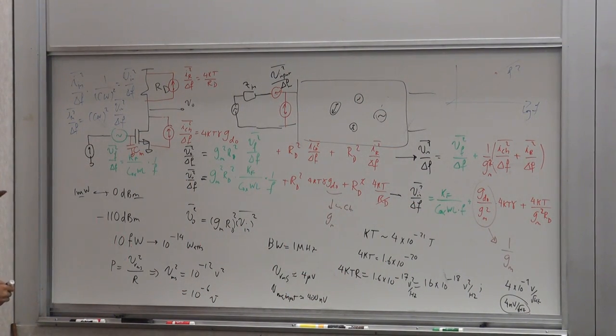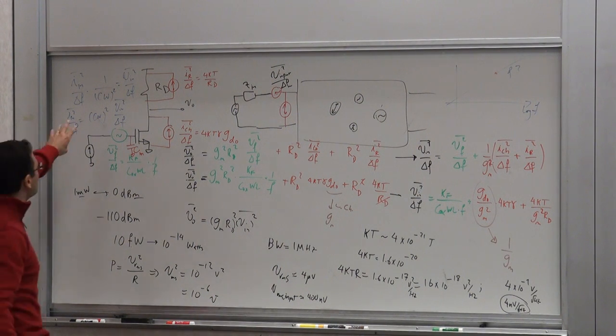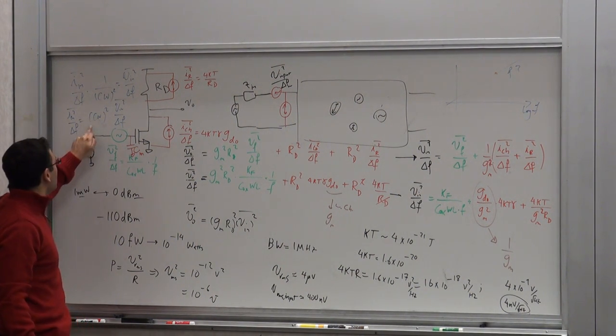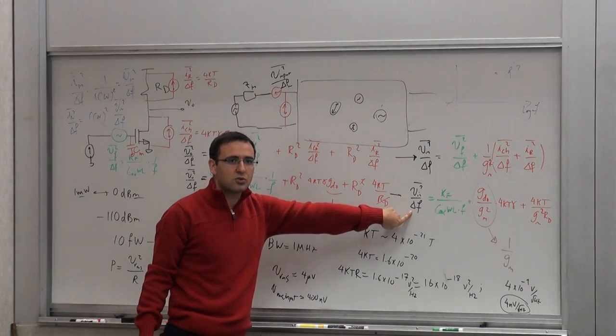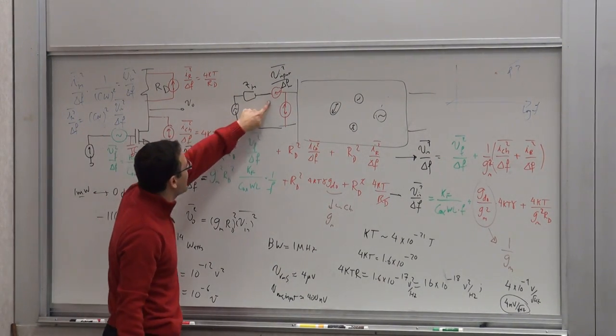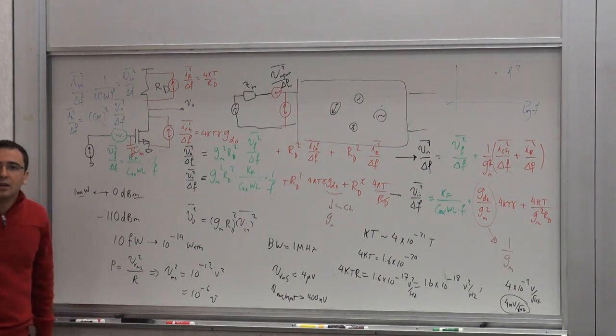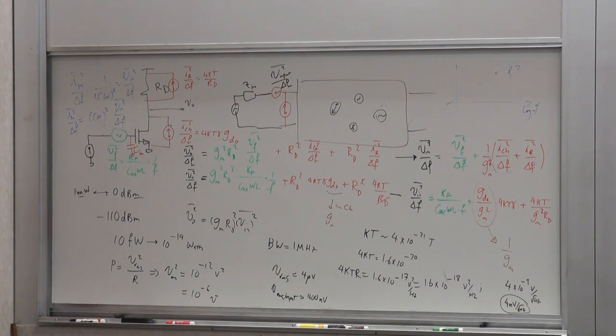Now, if you want to capture this completely, you have to have these two sources at the same time. This is the current source, and this is the voltage source. The input referred voltage source and the input referred current source. This guy and that guy. Now, let me answer this question. What can you say about these two sources and the quote?